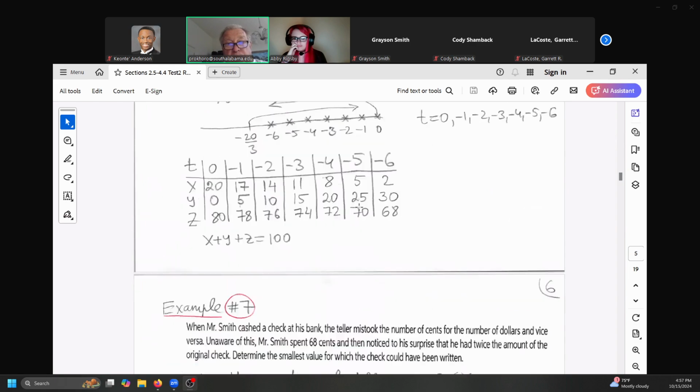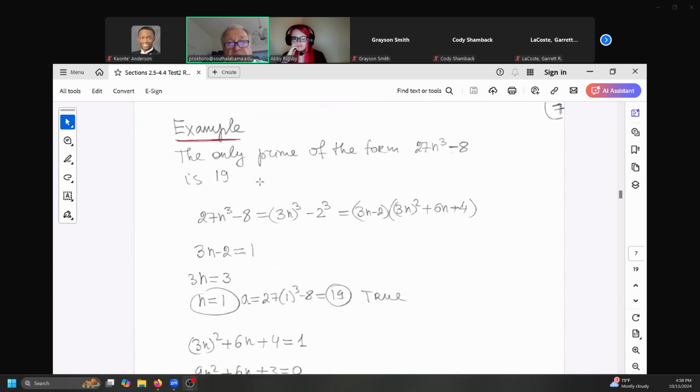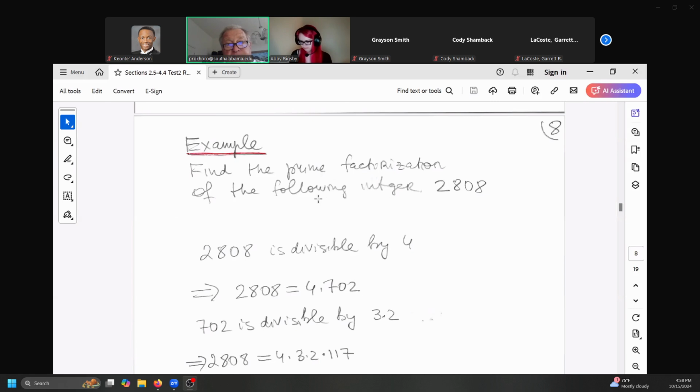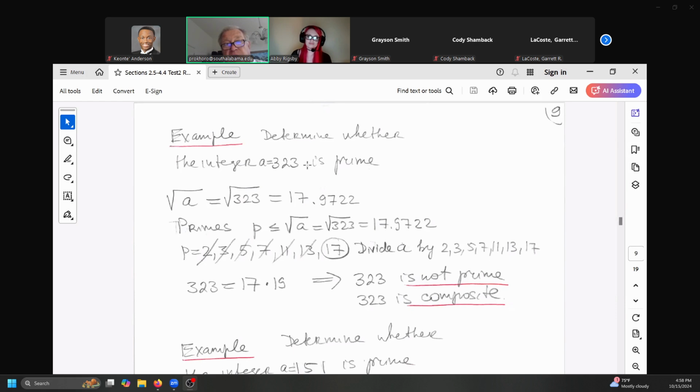You can see more problems with inequalities. In this one, more problems. Okay, let's do this problem first. Find prime factorization. No, not this one. Okay, so let's do this one. We need to check, is this number prime or not?